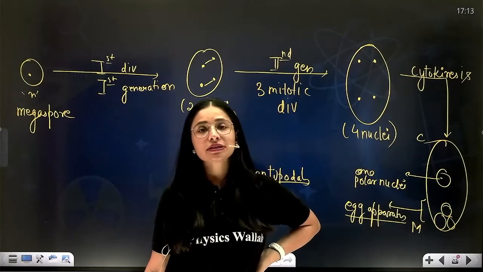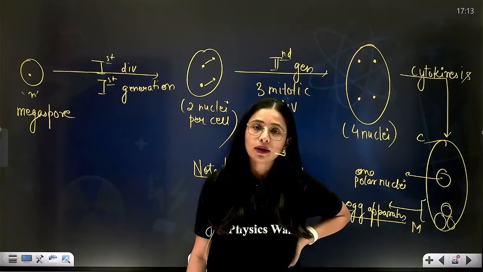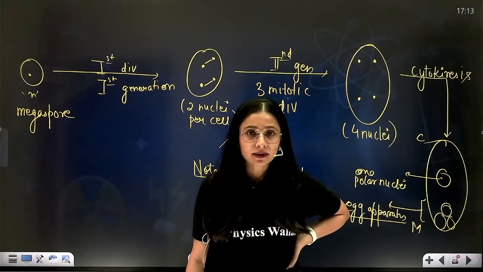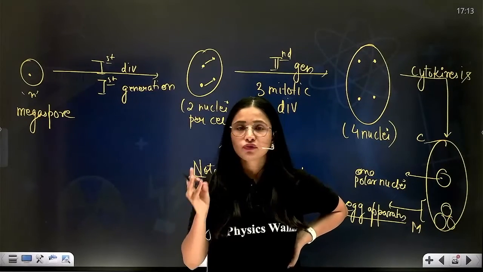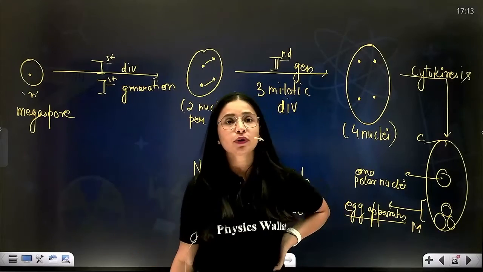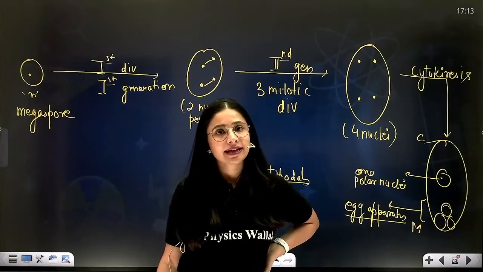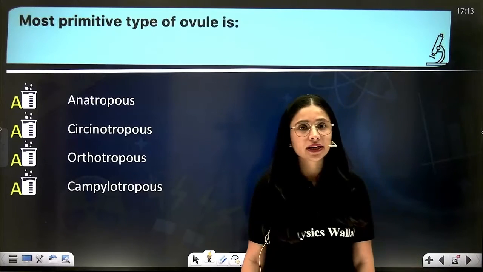So this much is there for monosporic development. I hope you all have understood this so far: the types of ovule, the concept of megasporogenesis, and the types of monosporic development with the details. If yes, then we are going to keep our lecture for today till here.